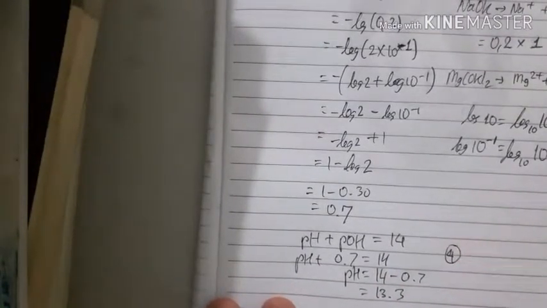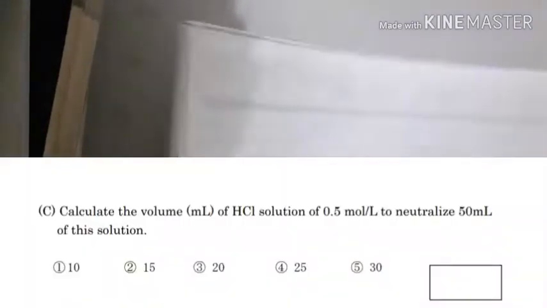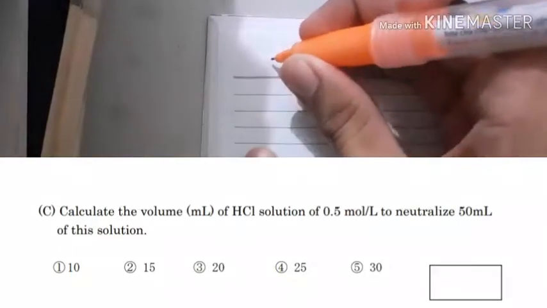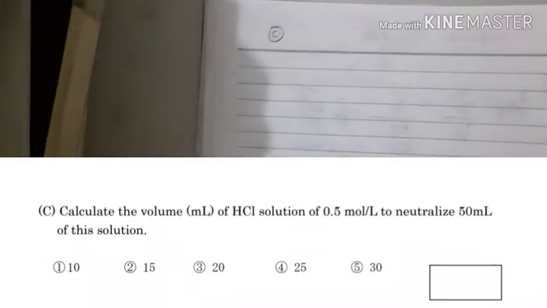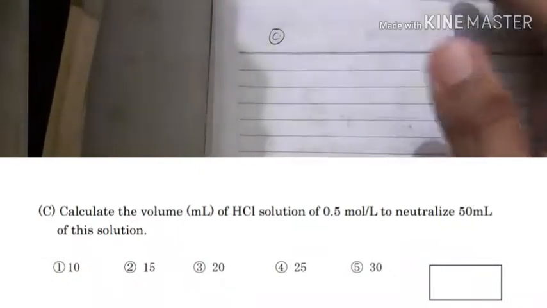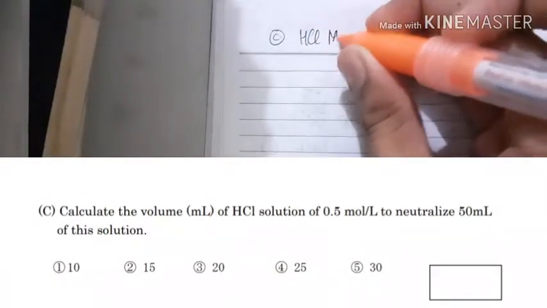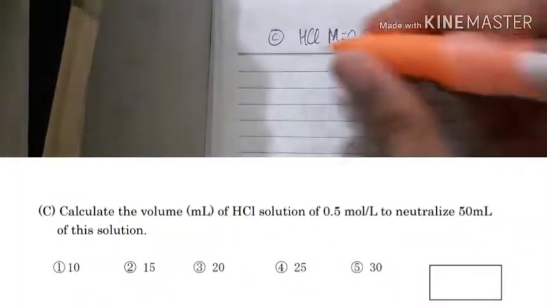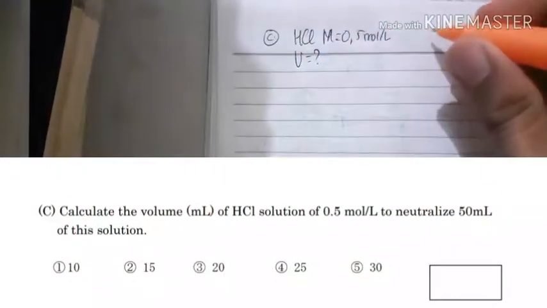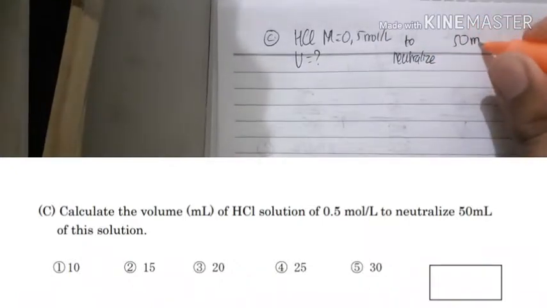Right? So the answer is option 4. Now we go to this question C. Question C is about the neutralization. So we know that from question A and B, we have a base solution, right? So it is asked, if we have HCl with the molarity of 0.5 mole over liter, how much volume of this HCl do we need to neutralize the base solution of 50 milliliters, right?